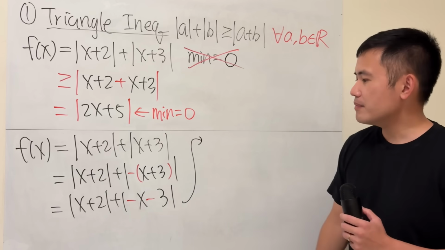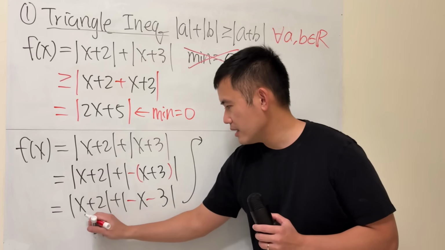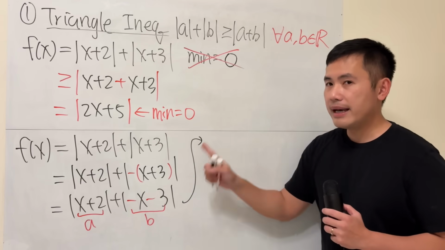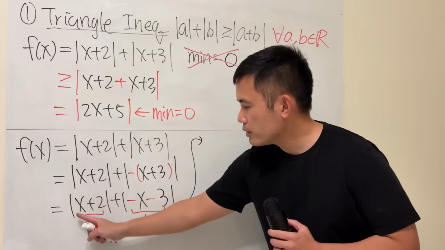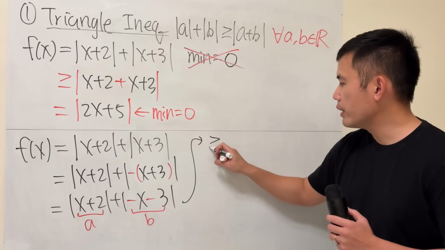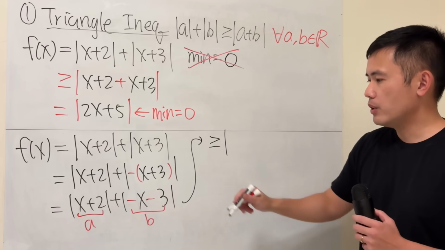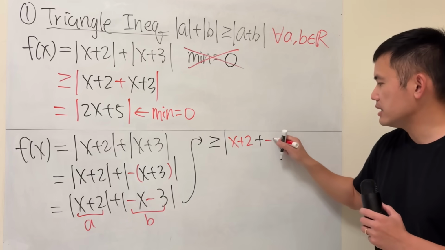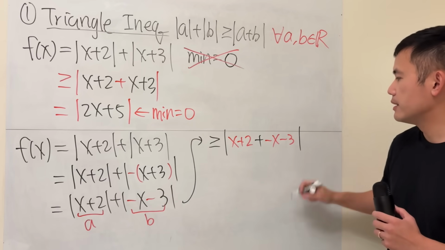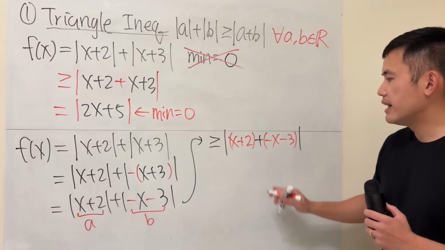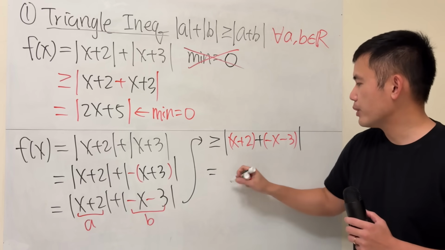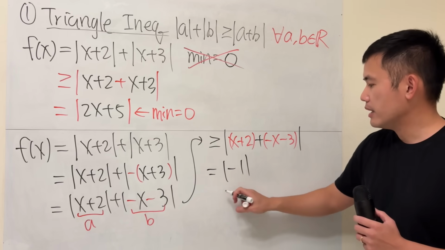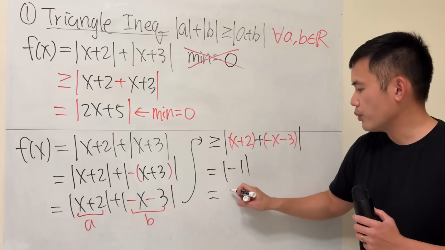Now check this out. Take this for the A. Take this for the B. By using the triangle inequality, we will know that this is greater than or equal to one big absolute value, and we have x plus 2 plus the B is negative x plus 3. And then combine like terms, this is equal to, they cancel, and then 2 minus 3 is negative 1. So this is just equal to 1.